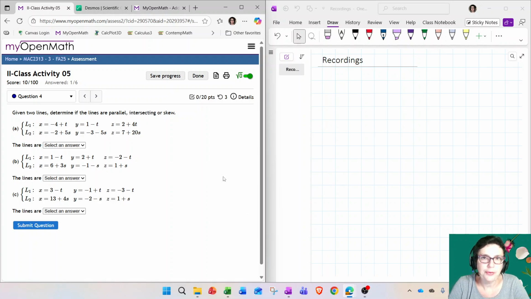Hi guys, in this video we are going to take a look at how to determine if two lines in space are either parallel, intersecting or skew. So there is a new possibility in 3D space for two lines. They could actually be skew.